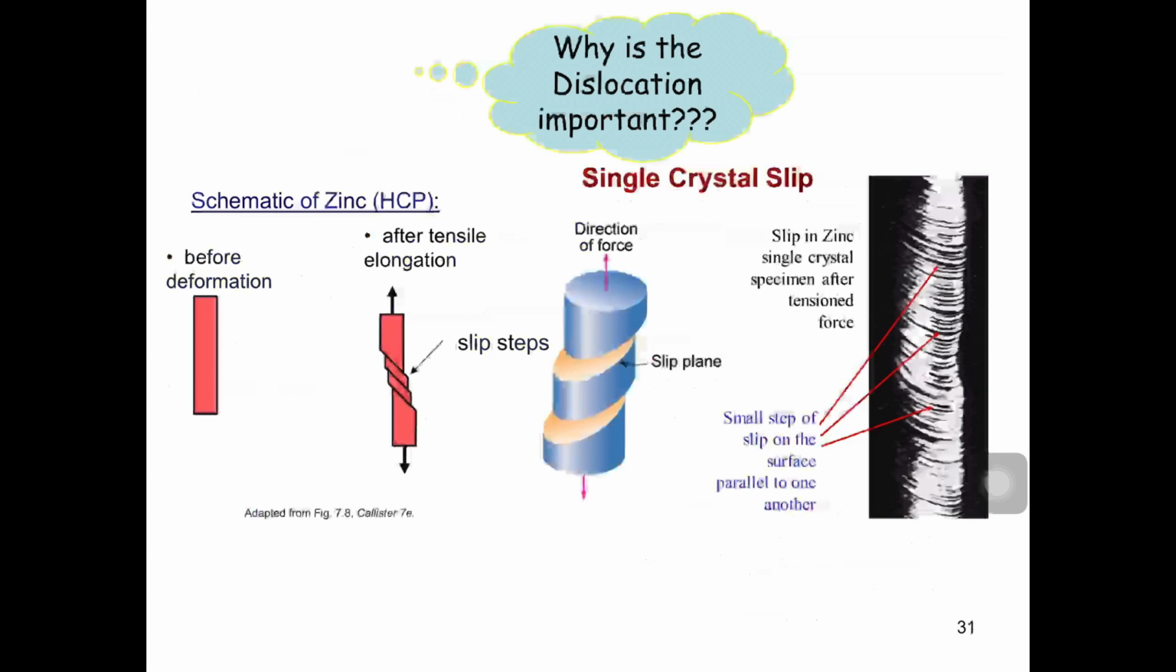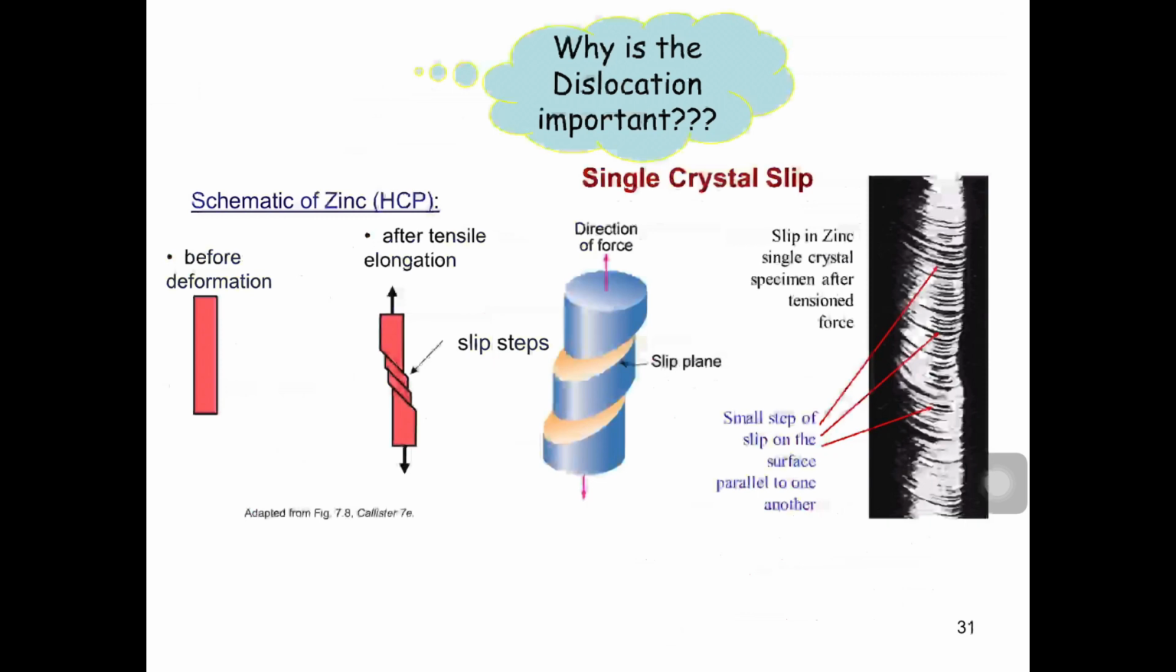So why are dislocations important? Again, we ask you why dislocations are very important. We already discussed in terms of the point defects why they are important. And how about the line? Why is it important?